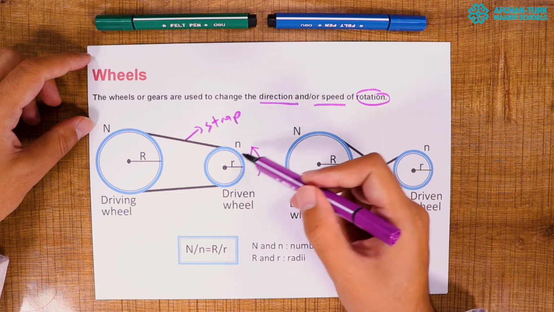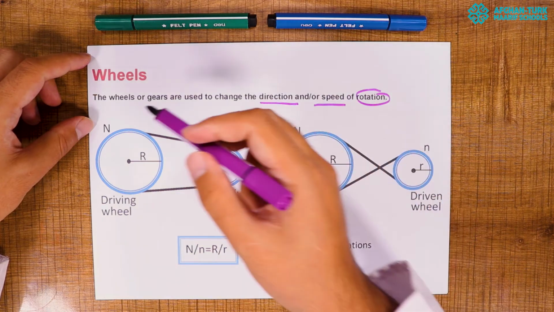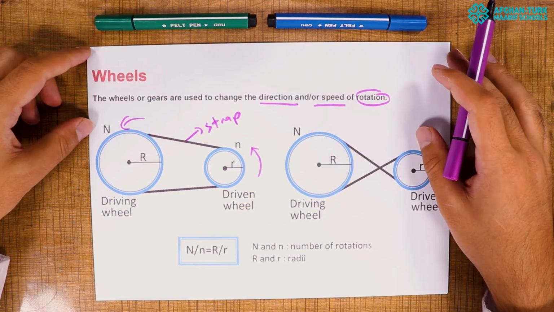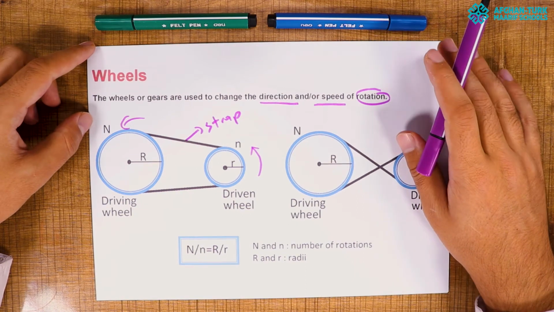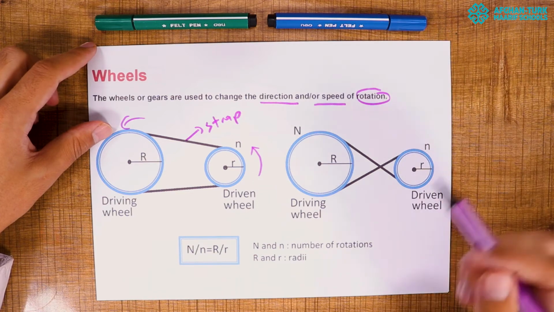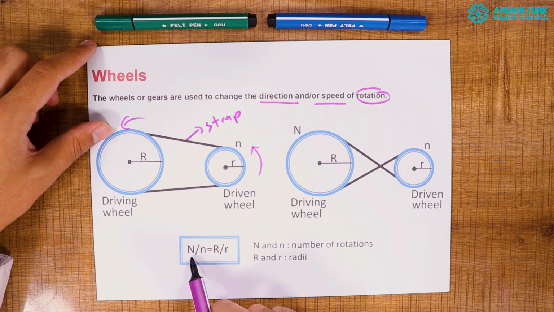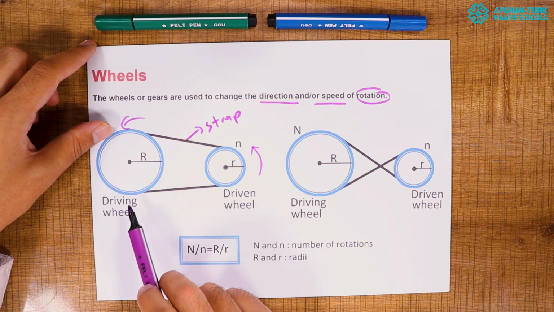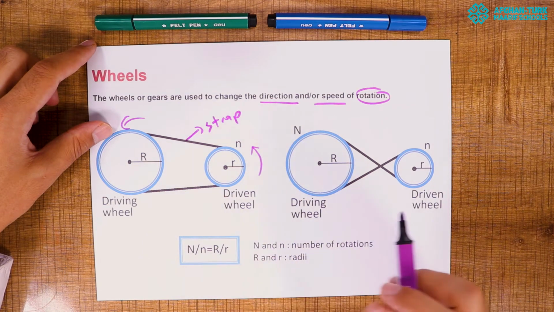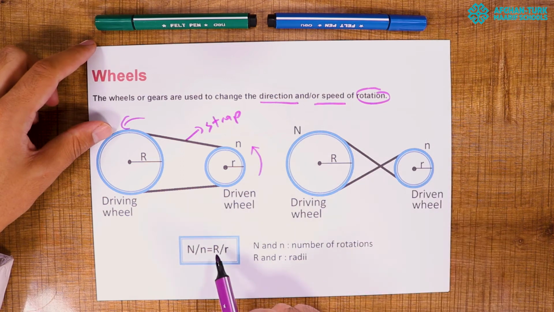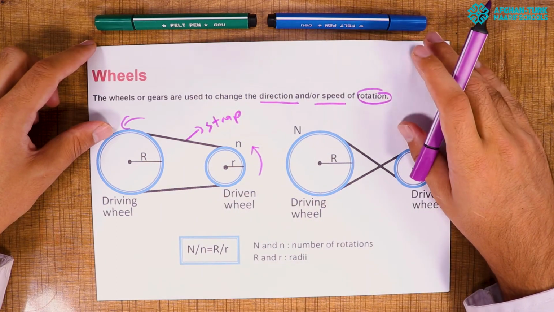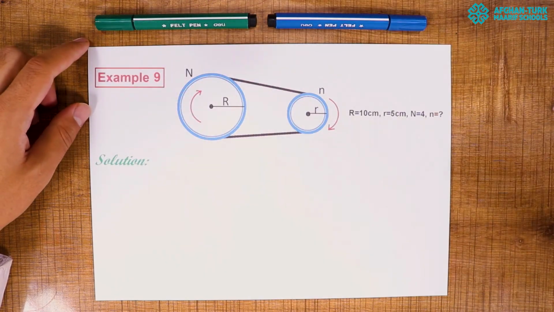Let's say this driver wheel turns counterclockwise. Also the bigger wheel will rotate counterclockwise. And the formulas are quite basic and easy. The bigger N represents the number of rotations of the bigger wheel and the smaller n represents the number of rotations of the driven wheel. And the bigger R, as you can see, is the bigger one, and the smaller r represents the smaller one. Okay, let's look at the example in wheels.